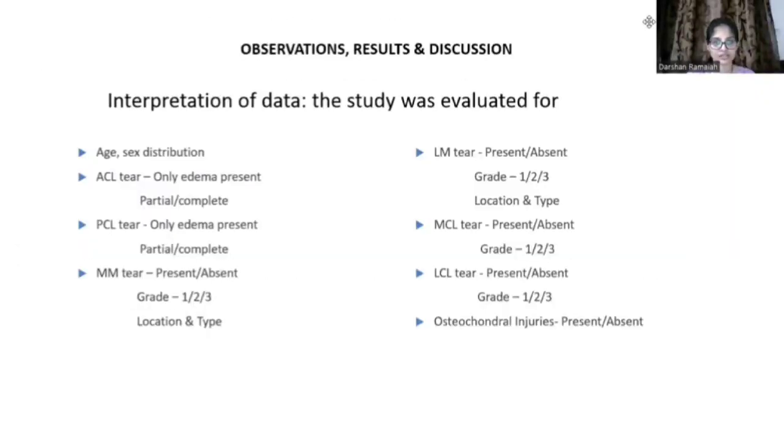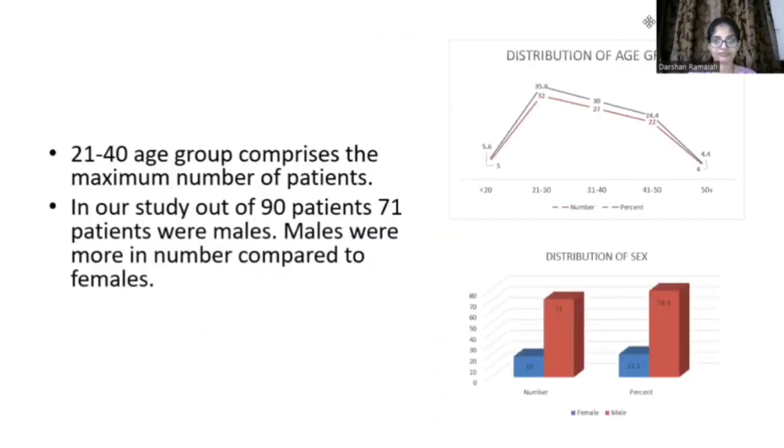The observations, results, and discussion of my study are the interpretation of data based on the age and sex distribution, and the ACL tear, whether edema is present or not, whether the tear is partial or complete. It's similar for the PCL tear also. For the medial meniscal, lateral meniscal, medial collateral and lateral collateral ligament tears, we classify whether a tear is present or absent, and if present, we grade it as grade 1, grade 2, or grade 3, and the location and type of tear is also important. And osteochondral injuries were present or absent.